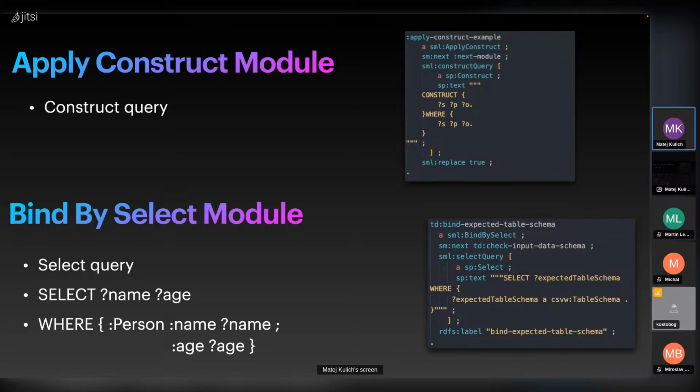Next, we have the bind by select module, which runs a select query, and it binds all result variables of the first matching result set. The input RDF is simply passed to the module. For example, if you run the select on the screen, it will bind the name and age as output variables.